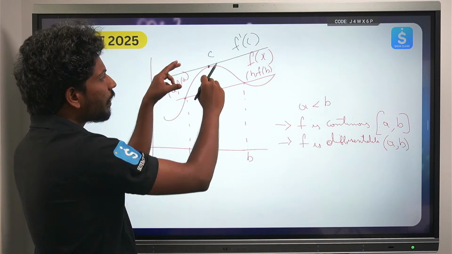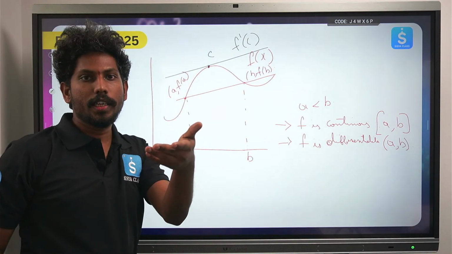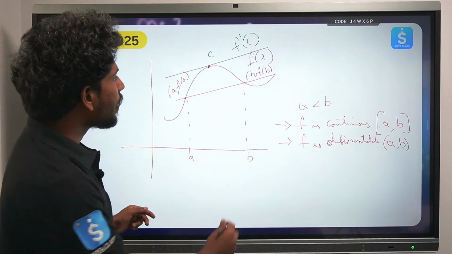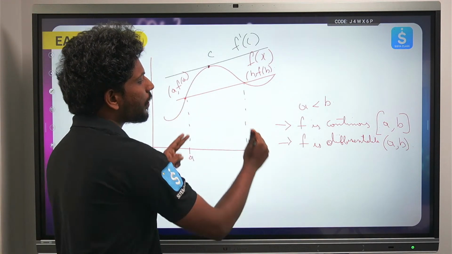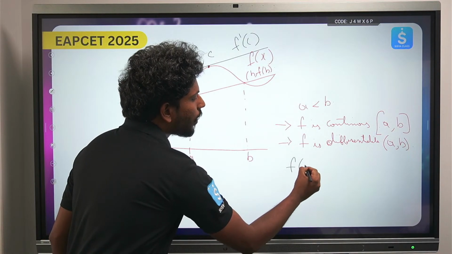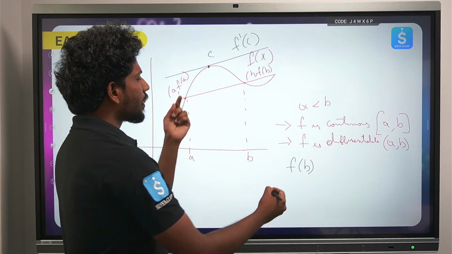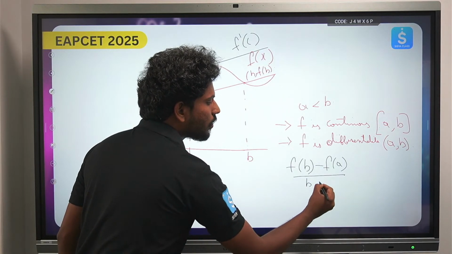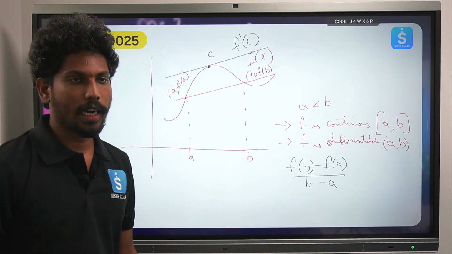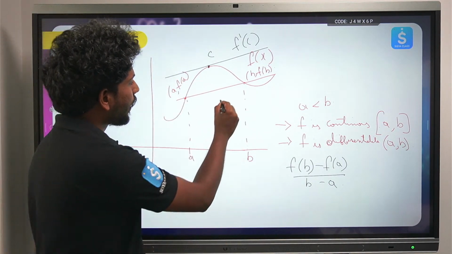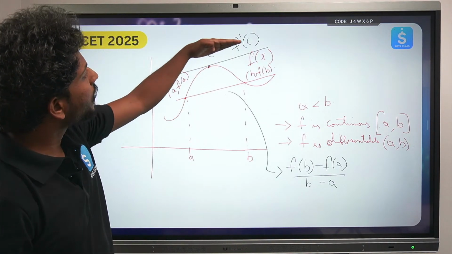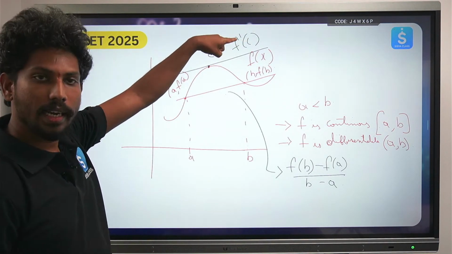If two lines are parallel, then what is equal? The slopes are equal. So can I say what is the slope between point A and point B? That is nothing but y2 minus y1, that is f of b minus f of a by b minus a. So this is the first thing, right? This is the slope of the line. Now similarly, what is the slope of this tangent line? This is nothing but f dash of c.